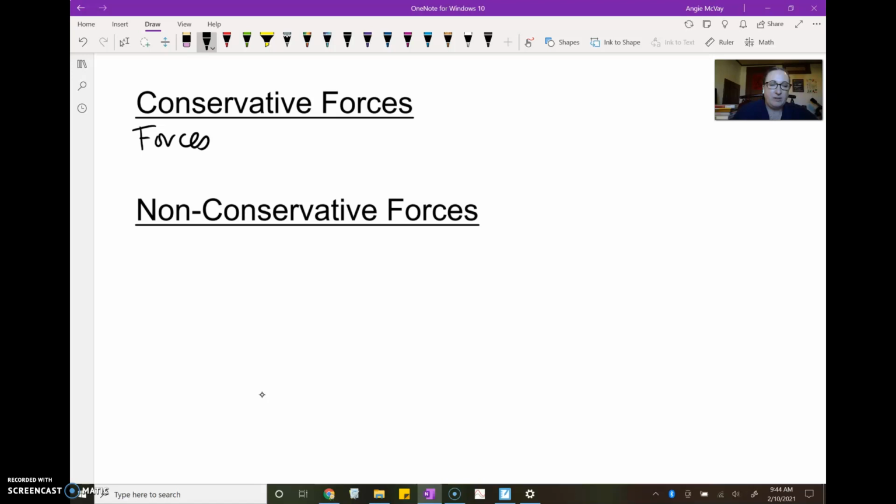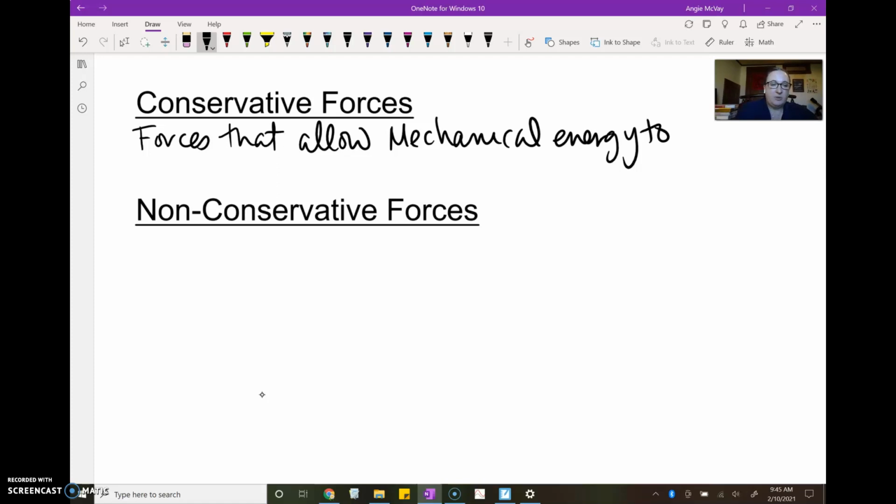right, primarily like gravity. Here, I'll write that at the end. Forces that allow mechanical energy to be conserved. Right, the total energy is never reduced, but conservative forces don't reduce the amount of mechanical energy.